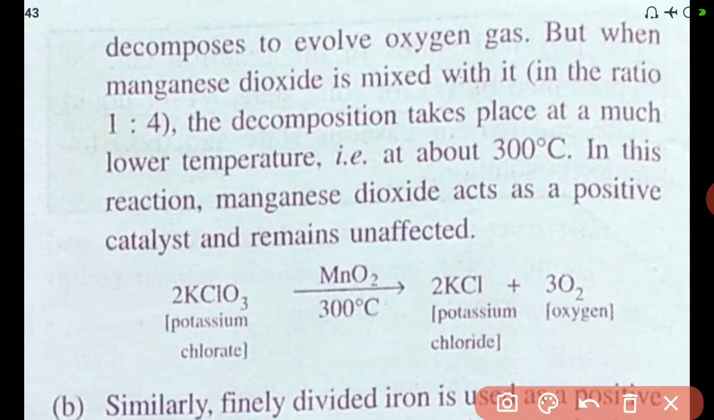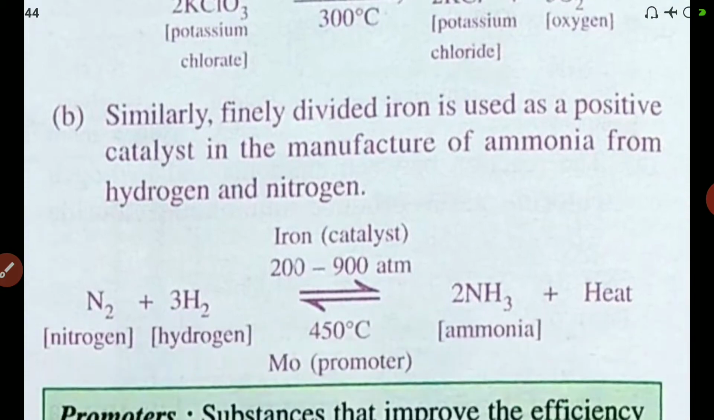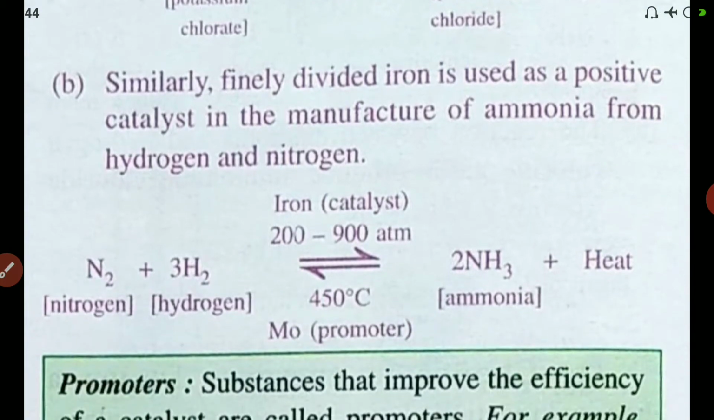So you can see here potassium chlorate, in the presence of manganese dioxide, decomposes at 300 degrees Celsius to give potassium chloride and oxygen. Another example, similarly, finely divided iron is used as a positive catalyst in the manufacture of ammonia from hydrogen and nitrogen. This reaction was earlier discussed during the condition pressure. Now it is being discussed to cite an example for catalyst.